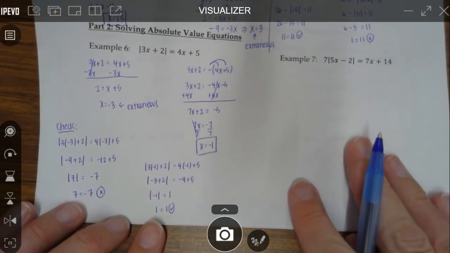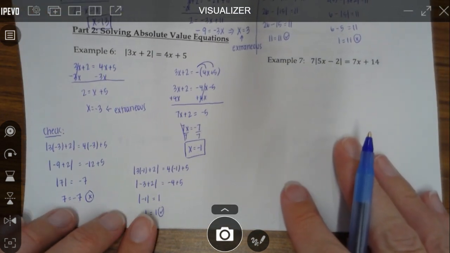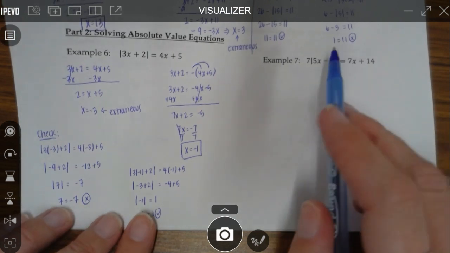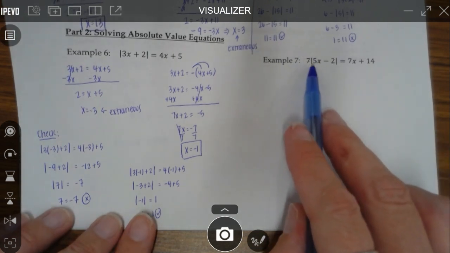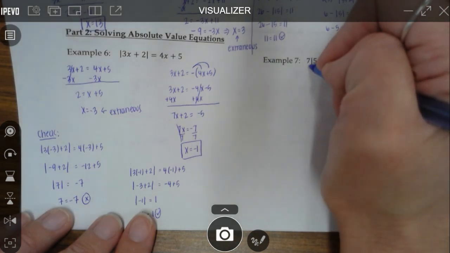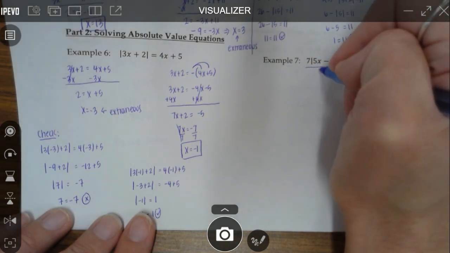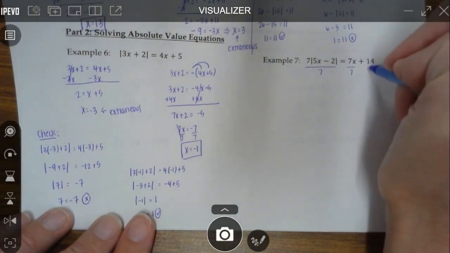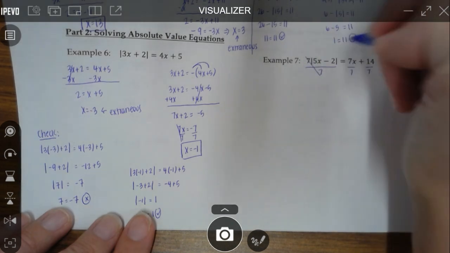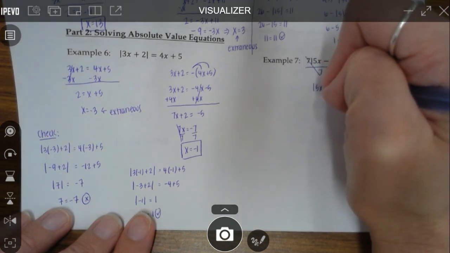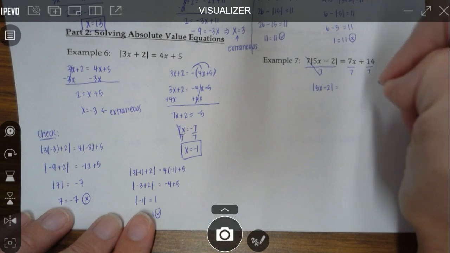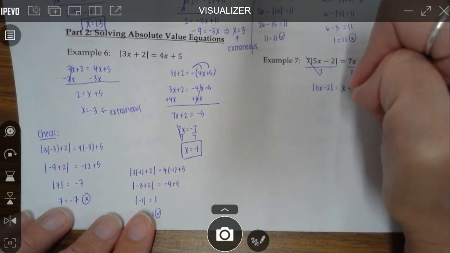All right, last problem here. Now this one's a little bit different because now I've got this 7 hanging out front of my absolute value bars, which is fine. To undo that, I'm going to go ahead and divide it out. So I get the absolute value of 5x minus 2 should be equal to x plus 2, I believe.